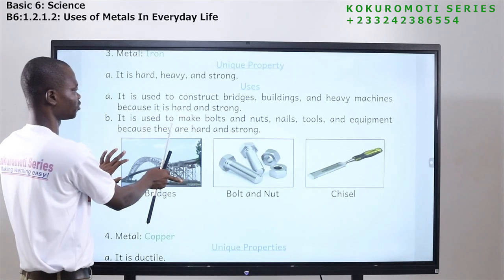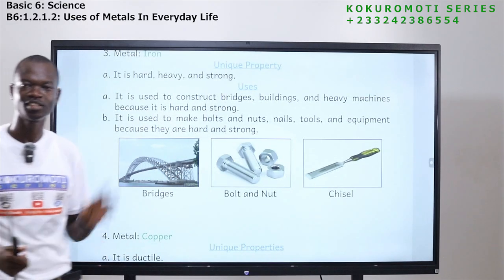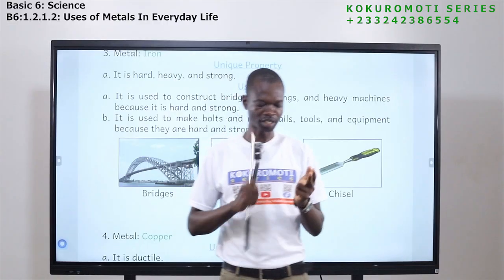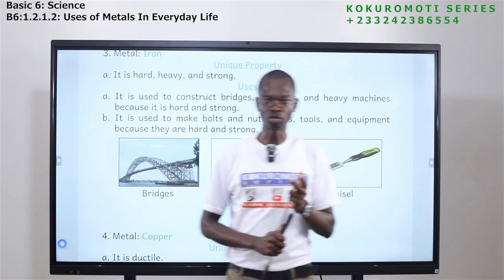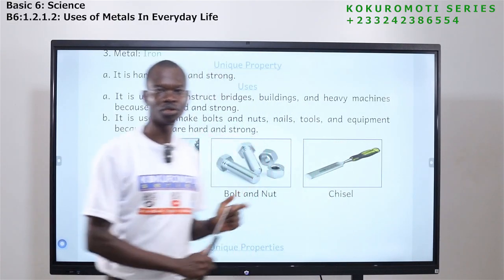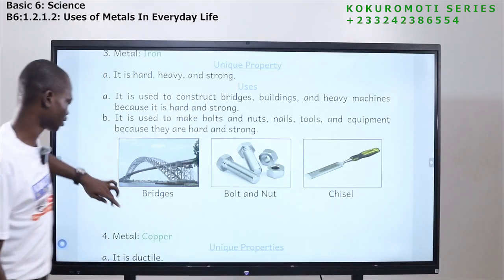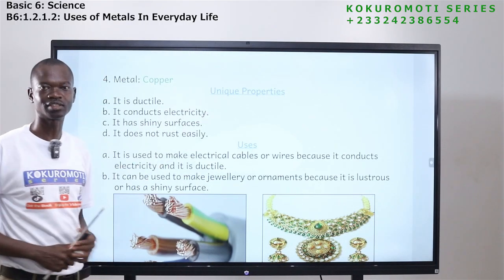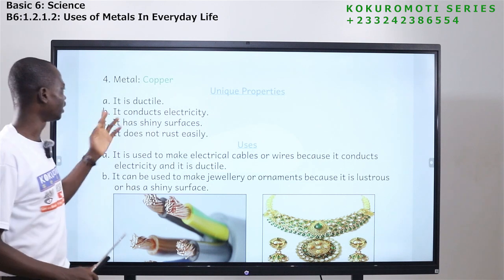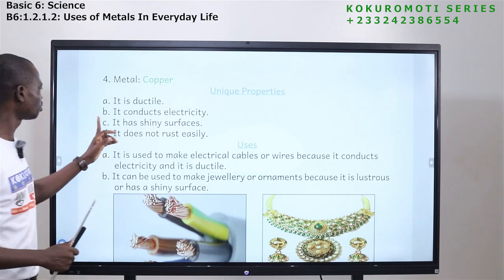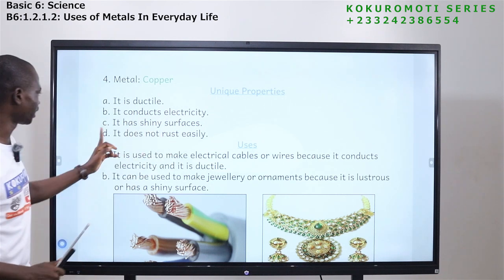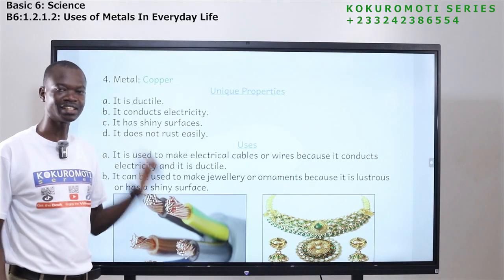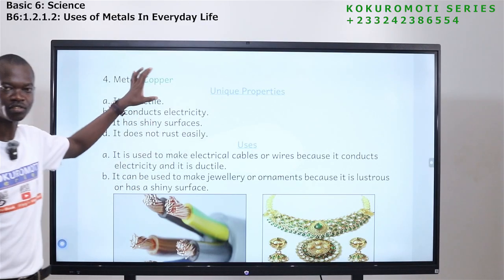So how many metals have we seen right now? Three. We have looked at aluminium. We have also looked at gold, and now we have seen what? Iron. The next one that we have is copper. Let's look at the unique properties of copper. One, it is ductile. Two, it conducts electricity. Three, it has shiny surfaces. And then the next one is that it does not rust easily.